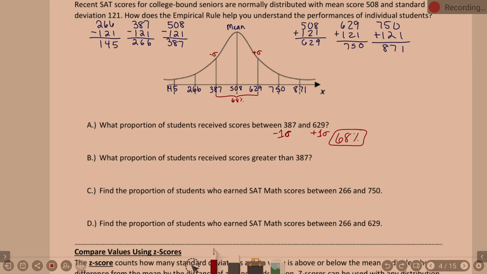Okay. What proportion of students receive scores greater than 387? What? 95. No.